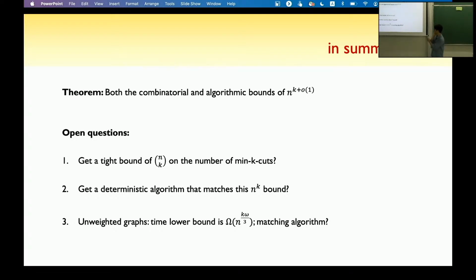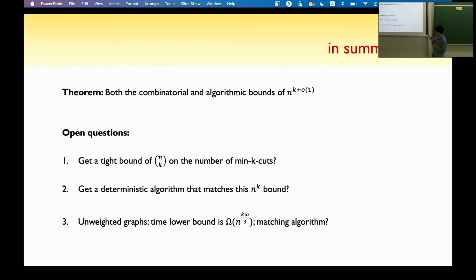And then the third question hinges on this distinction between weighted graphs and unweighted graphs, because every algorithm I described works for weighted graphs. But if you look at unweighted graphs, then the time lower bound of n to the k minus 1 doesn't hold. And actually, the time lower bound is this funny number, n to the k omega divided by 3, where omega is the matrix multiplication constant, which is currently 2.3 something.